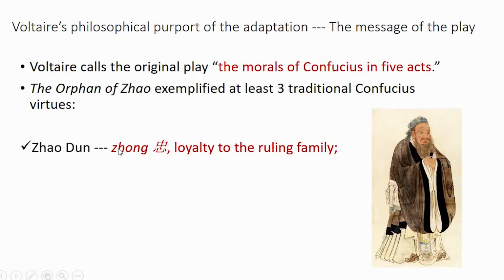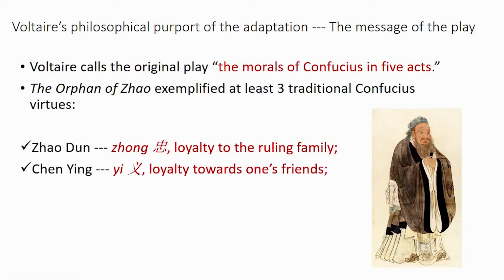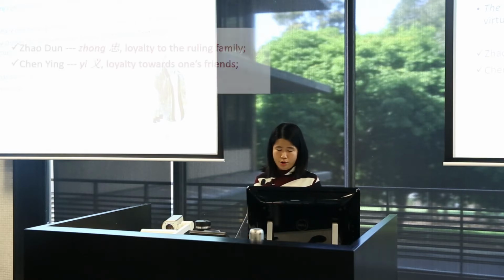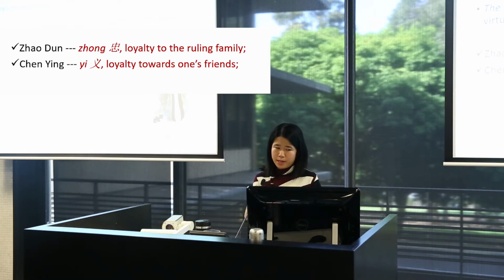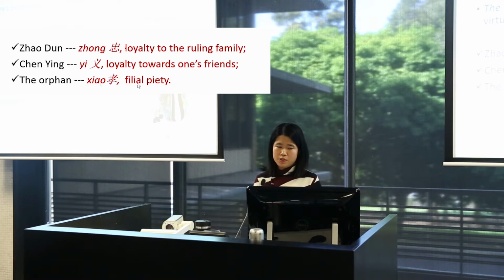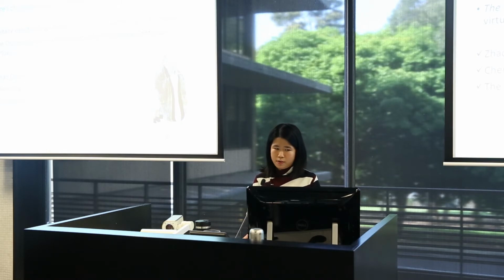First of all is Zhao Dun, the grandfather of the orphan. He is a righteous, faithful man, but killed by Tuan Gu. So he demonstrates the concept of zhong, loyalty to the ruling family. And secondly is Cheng Ying, the friend and the saver of the orphan. He saved the orphan and sacrificed his own son, which demonstrates his loyalty towards his friends. And lastly, the original play demonstrates xiao, filial piety, because the orphan seeks vengeance and kills Tuan Gu in the end. So that demonstrates the concept of filial piety.